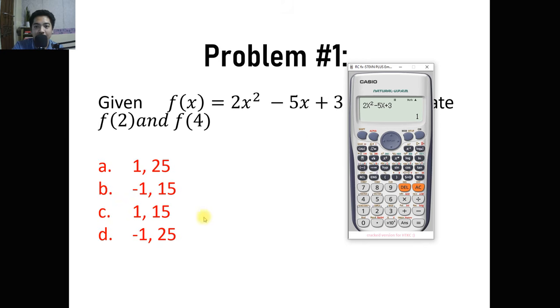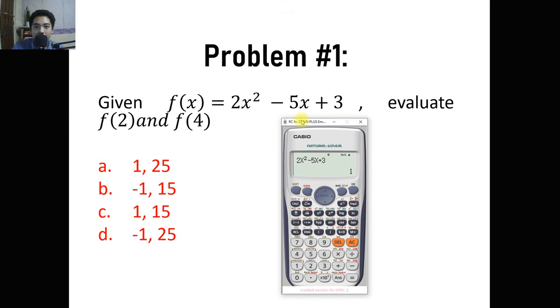It's very effective. So how about we evaluate f of 4? We need not rewrite all of this. We simply click calc again, and instead of 2, we input 4 and then press the equal sign. So the answer is 15.